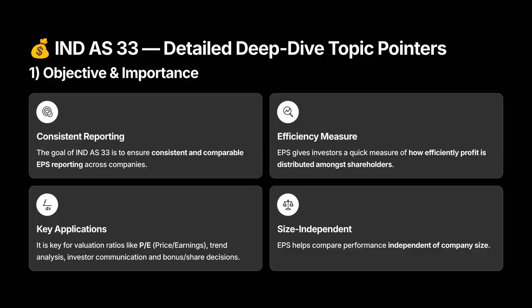1. Objective and importance. Ind AS 33 aims to make EPS reporting consistent and comparable across companies. EPS tells investors how efficiently a company's profit is being shared among its ordinary shareholders. It matters because analysts and investors use EPS for valuation ratios like the price-to-earnings (PE) multiple, comparing profitability trends over time, and communicating performance transparently to markets and boards. In short, EPS standardizes how we express profitability, regardless of company size or industry.